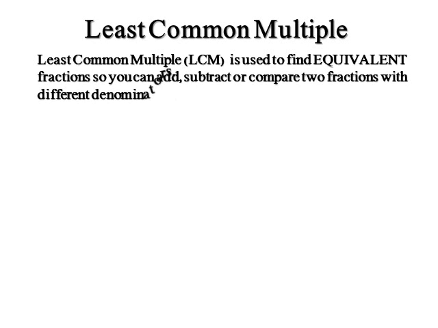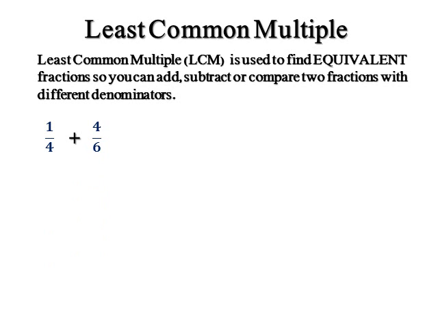The least common multiple is used to find equivalent fractions, so you can add, subtract, or compare two fractions with different denominators. So that's the clue there. If you have different denominators, you cannot right away add or subtract or compare. You need to get the equivalent fractions. In order for you to get the equivalent fractions, we need to get the least common multiple to be used as the denominator of these fractions. Let me show you how this is done.